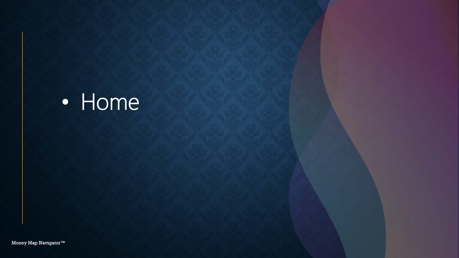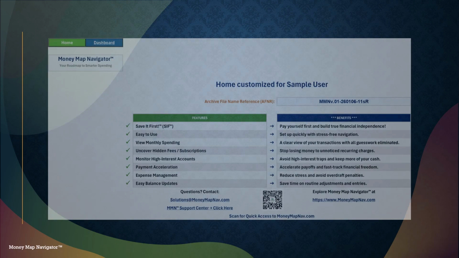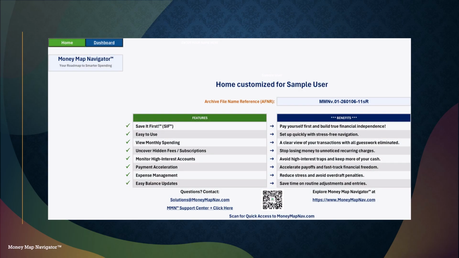The MMN home screen is where you personalize your MMN financial operating system. You simply enter your username in the red cell that says "Enter your name" here. Once you enter your name, MMN will use your username to configure the archive file name reference processor. It will also customize all of the working MMN data sheets. This screen shows sample user as the username and shows how the home page will look after customization.